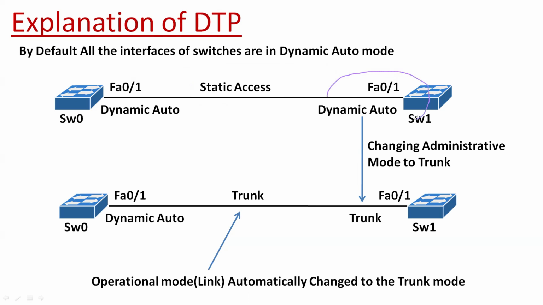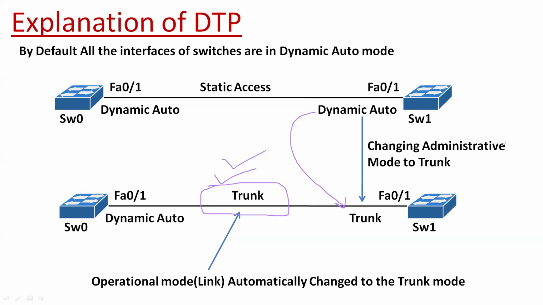Whenever I change the mode on one side only, on a single switch, from dynamic auto to trunk, not on the other side but only a single side, the operational mode of the link will automatically become the trunk link.